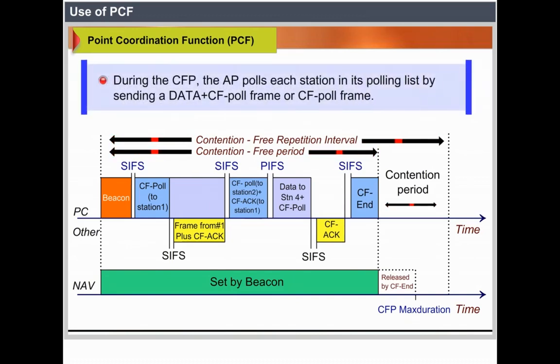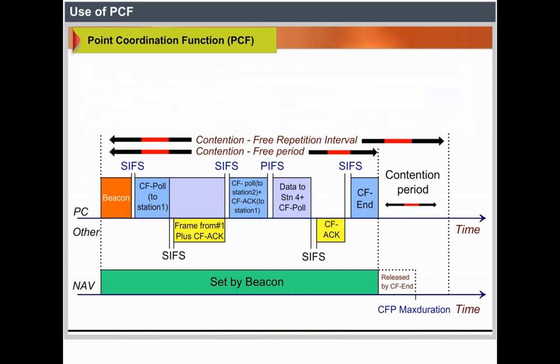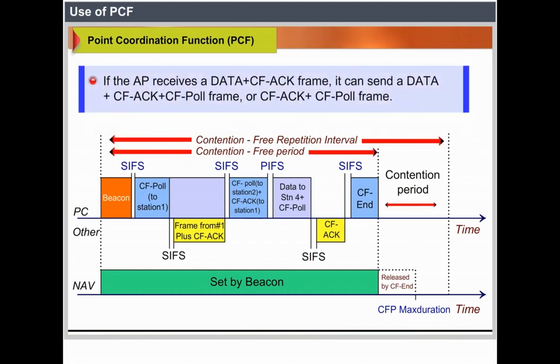During the CFP, the AP polls each station in its polling list by sending a data plus CF poll frame or CF poll frame. If a station receives a data plus CF poll frame from the AP, it can respond to the AP after a SIFS period with a data plus CFACK or a CFACK frame. If the AP receives a data plus CFACK frame, it can send a data plus CFACK plus CF poll frame or CFACK plus CF poll frame.